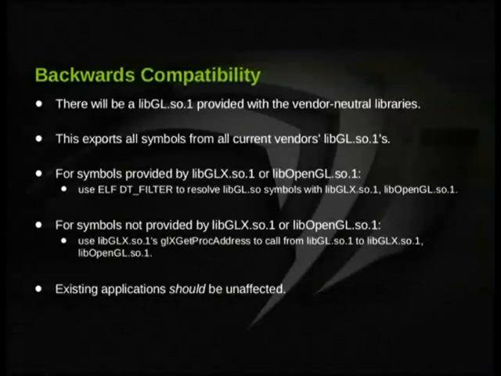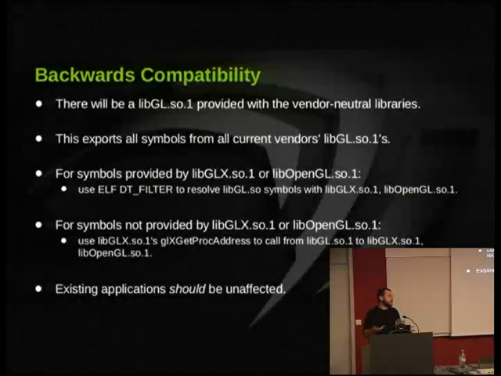And then for backwards compatibility, the goal is that existing applications don't require any changes and that this change is transparent to existing applications. So to provide backwards compatibility, we'd implement a vendor-neutral libgl.so.1 that would basically take the union of all the entry points. And you couldn't just export all of the symbols that are exported into the OpenGL. Exactly. Yes.